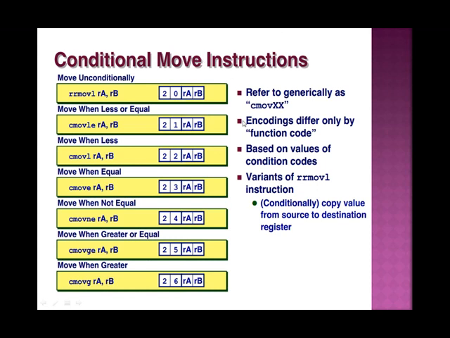Then next is your conditional move instructions. What are the conditional instructions that are used for moving in the Y86 architecture? One is rrmovl, same RA, RB, referred to generally as cmovXX. Then move when less or equal, this is used for less or equal, this is used for less, this is used for equal, this is for not equal, this is for greater or equal, this is only for greater. So these are the multiple instructions that are provided by the Y86 architecture.